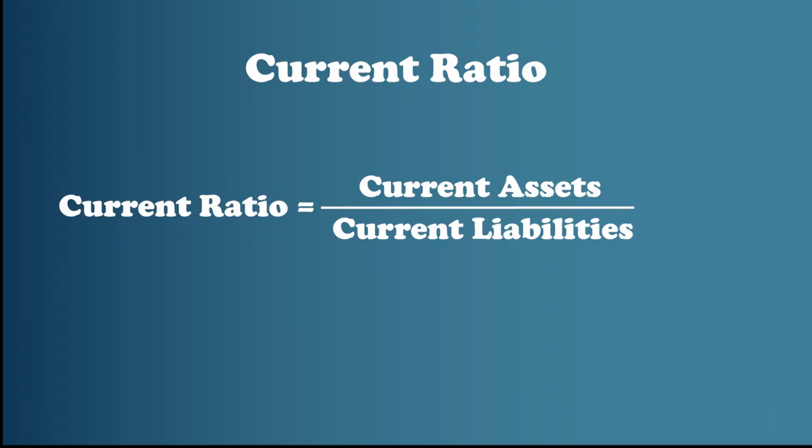The current ratio measures a company's ability to pay its short-term bills due within 12 months using its short-term assets. It answers the question, can the company cover its upcoming obligations with the assets it already has on hand? It's very easy to calculate. You look at the balance sheet and you take the current assets and divide it by current liabilities.